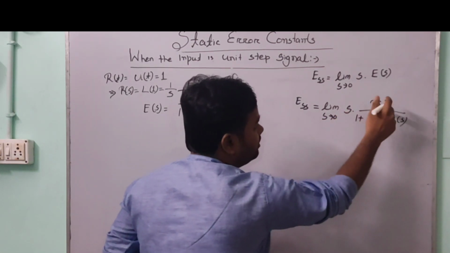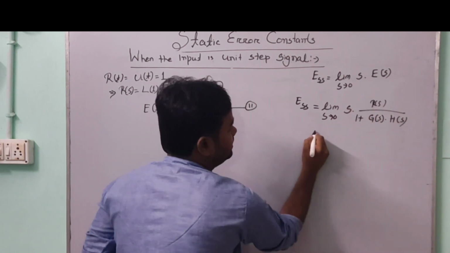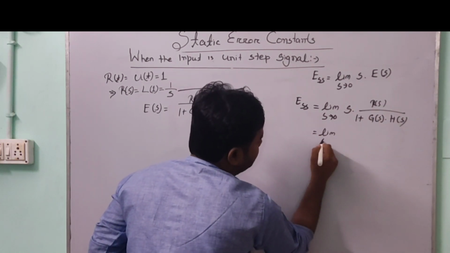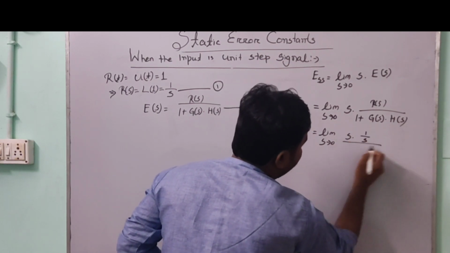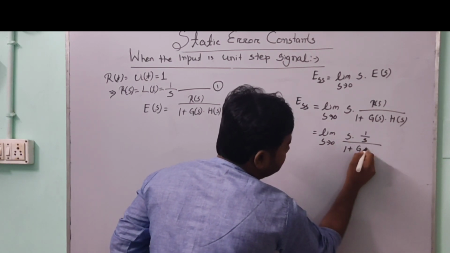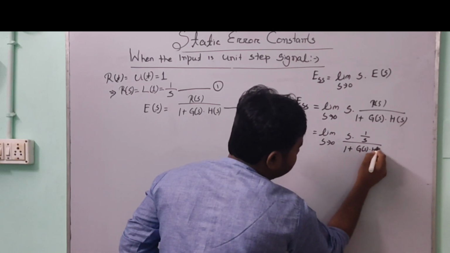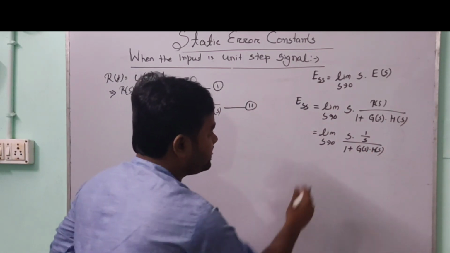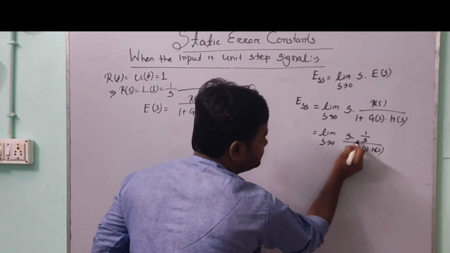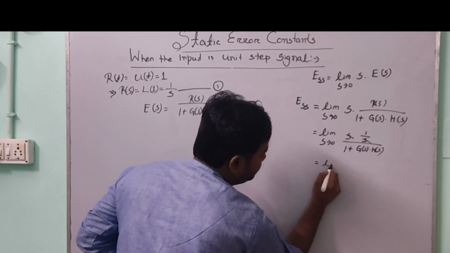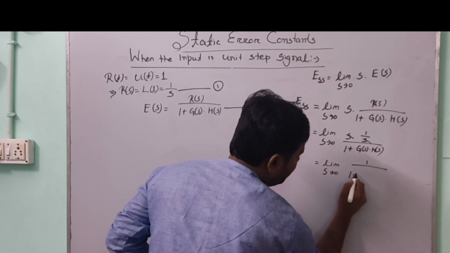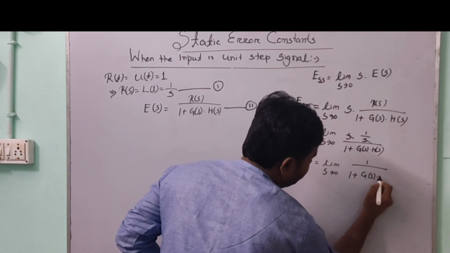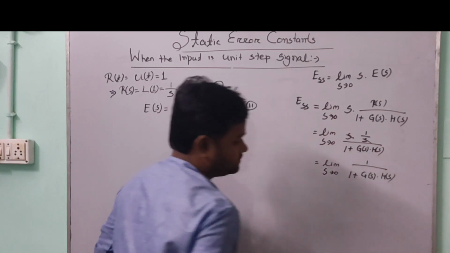Now I will put the value of r of s, that implies limit s tends to 0 s into 1 by s whole divided by 1 plus g of s into h of s. Now if you simplify this, s and s will be cancelled out, and limit s tends to 0 1 divided by 1 plus g of s into h of s.